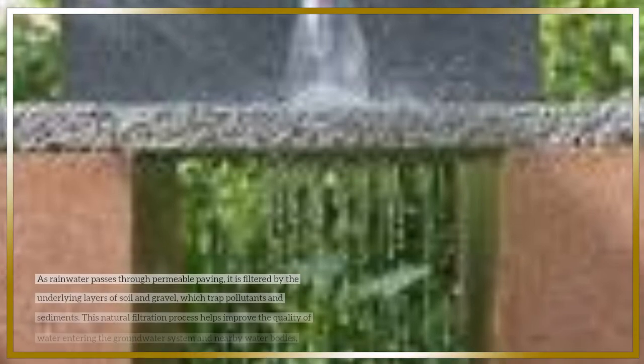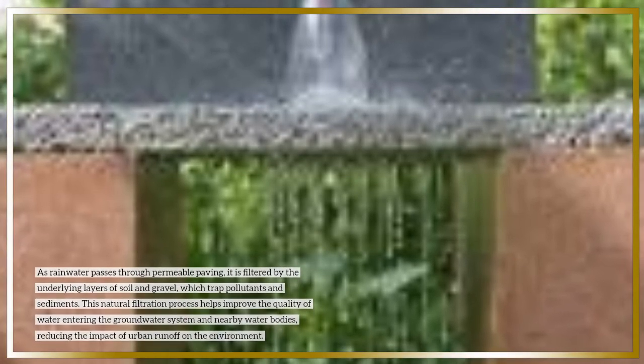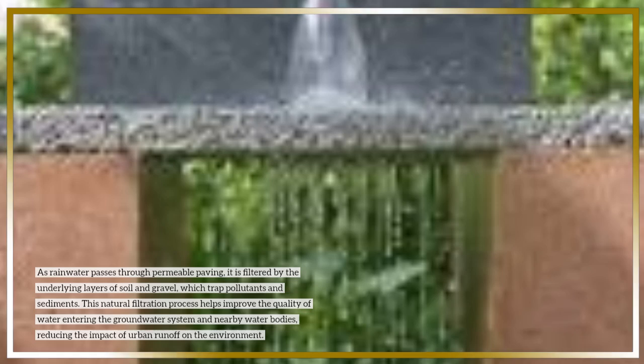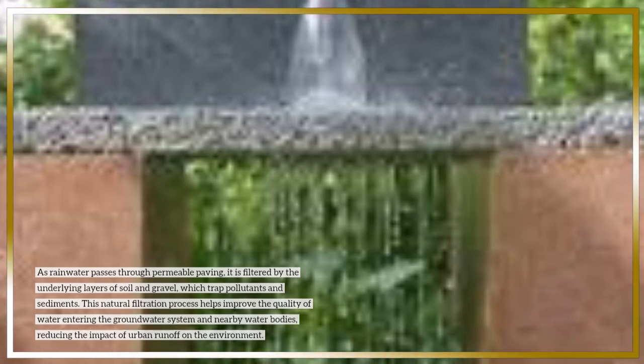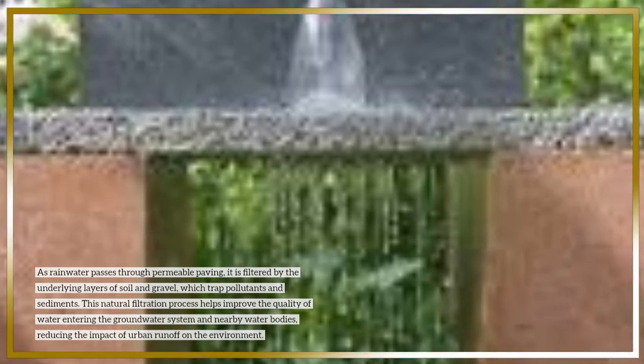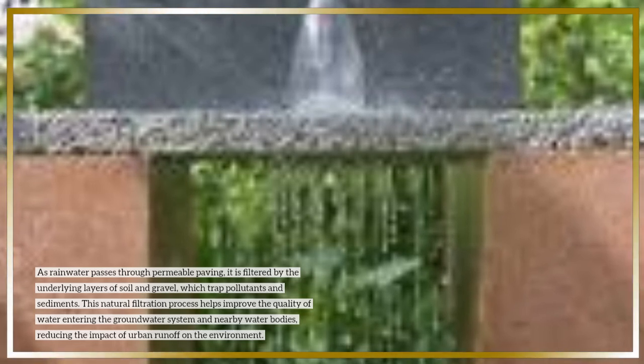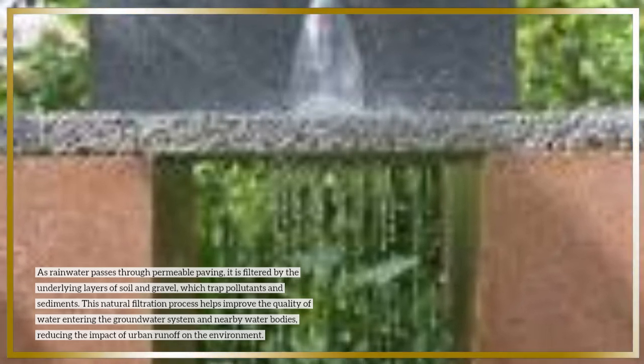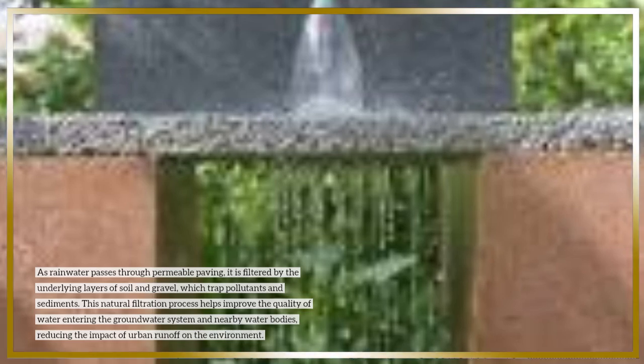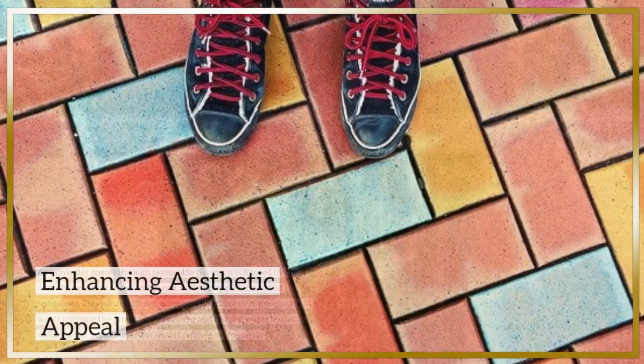Improving water quality. As rainwater passes through permeable paving, it is filtered by the underlying layers of soil and gravel, which trap pollutants and sediments. This natural filtration process helps improve the quality of water entering the groundwater system and nearby water bodies, reducing the impact of urban runoff on the environment.